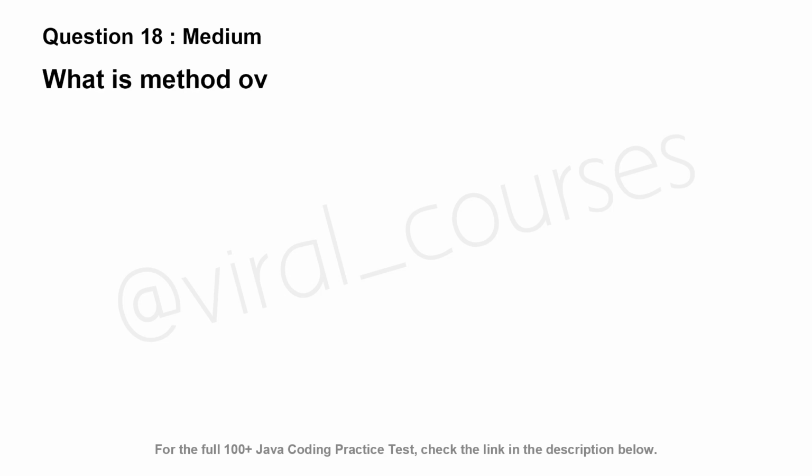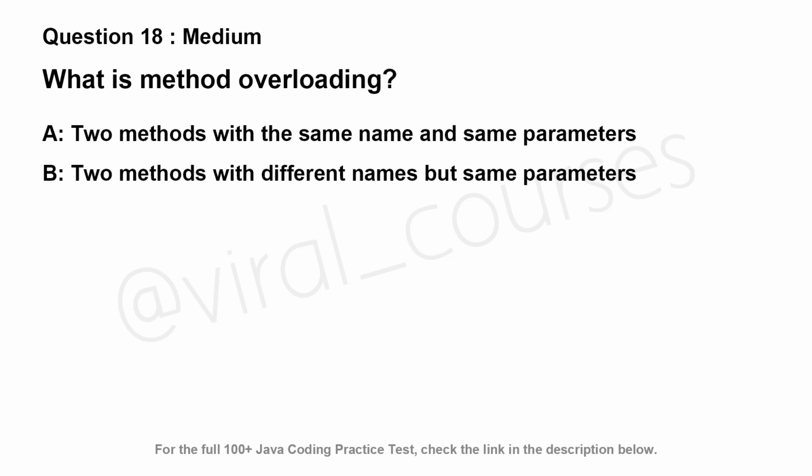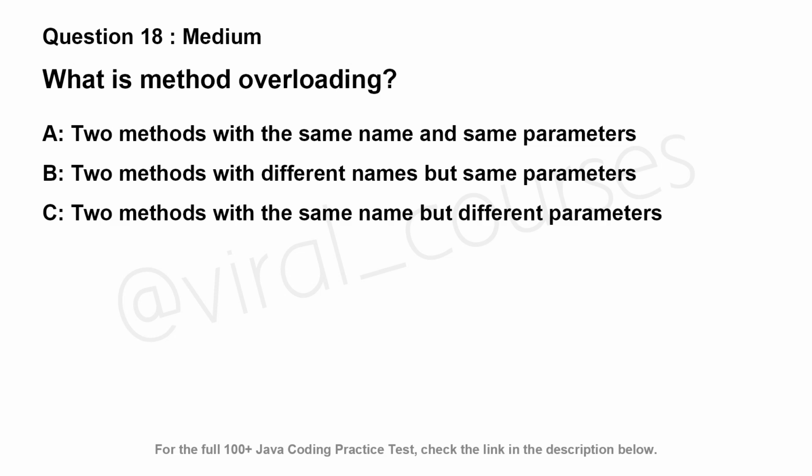What is method overloading? Option A, two methods with the same name and same parameters. Option B, two methods with different names but same parameters. Option C, two methods with the same name but different parameters. Option D, a method that calls itself.